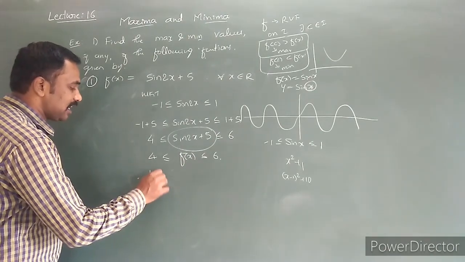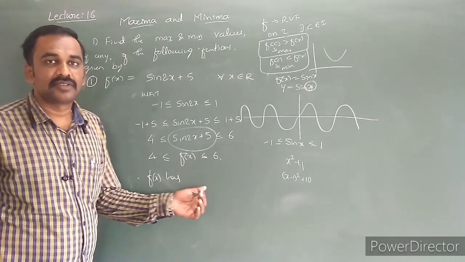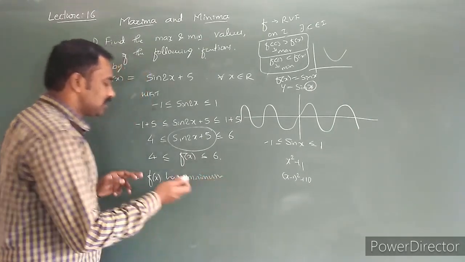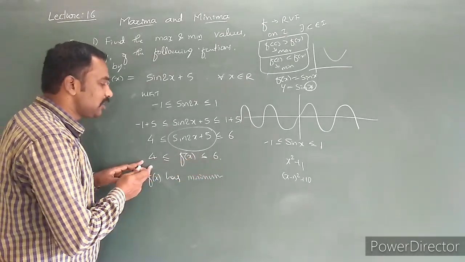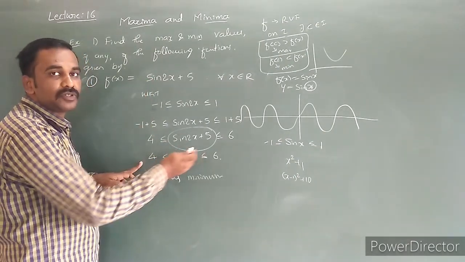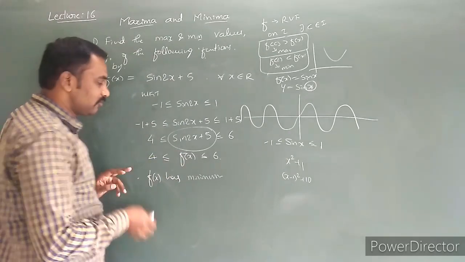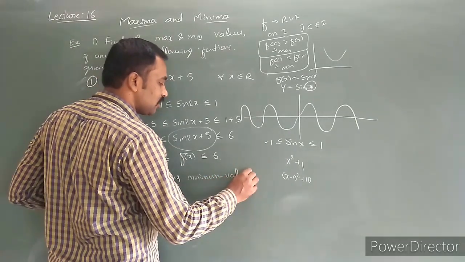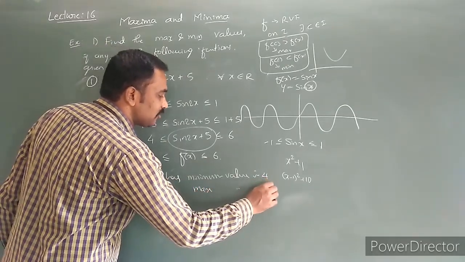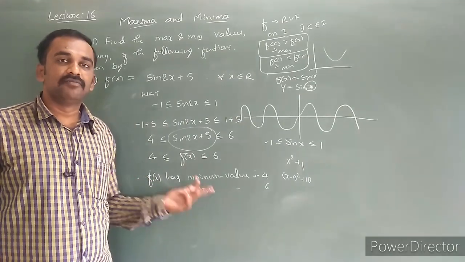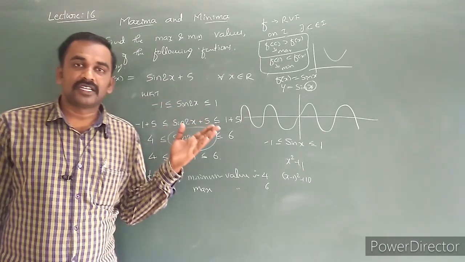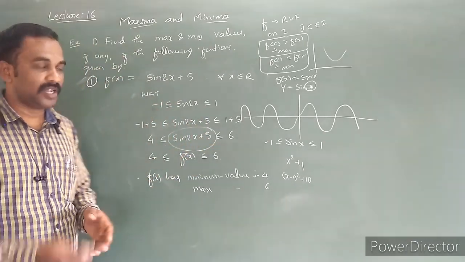Therefore, f of x has a maximum as well as a minimum value. That means the f of x value lies between 4 and 6. So the minimum value is 4 and the maximum value is 6. Both values are there. So this type of function has both maximum and minimum values.